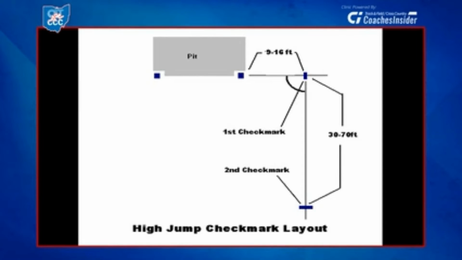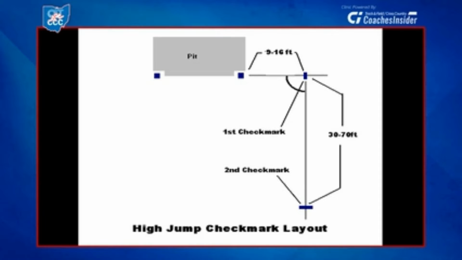Once again, we can see the first check mark over here. We see the second check mark back here, and of course, again, we have this right angle here. Now, let's talk a little bit about normal distances here. The distance from the inside standard to the first check mark is normally anywhere from 9 to 16 feet.